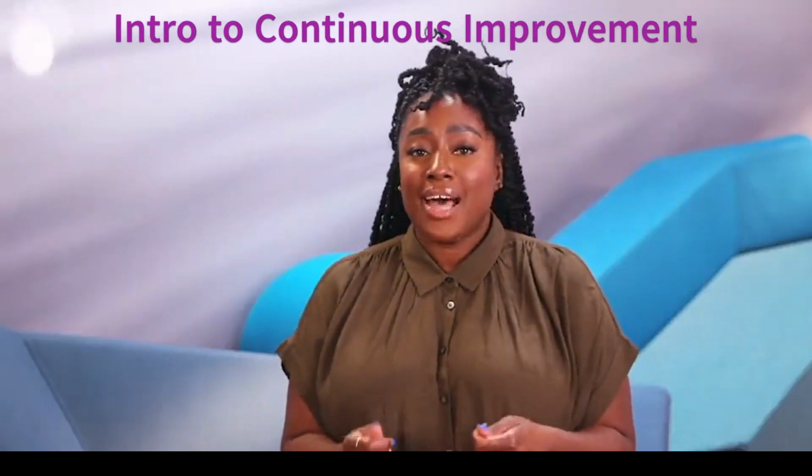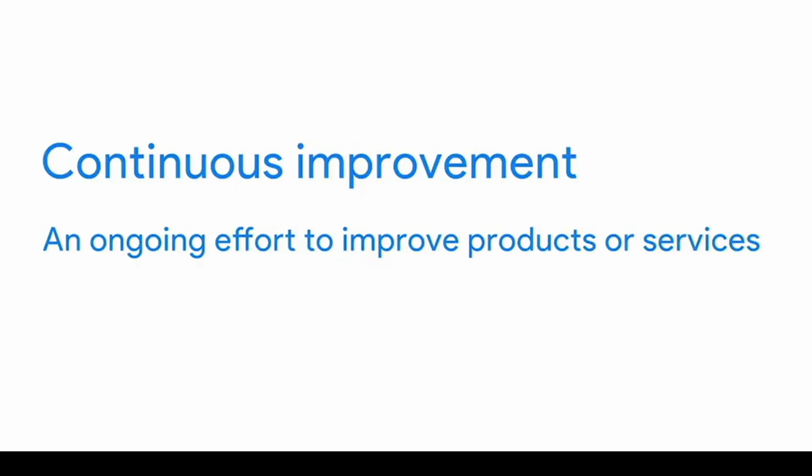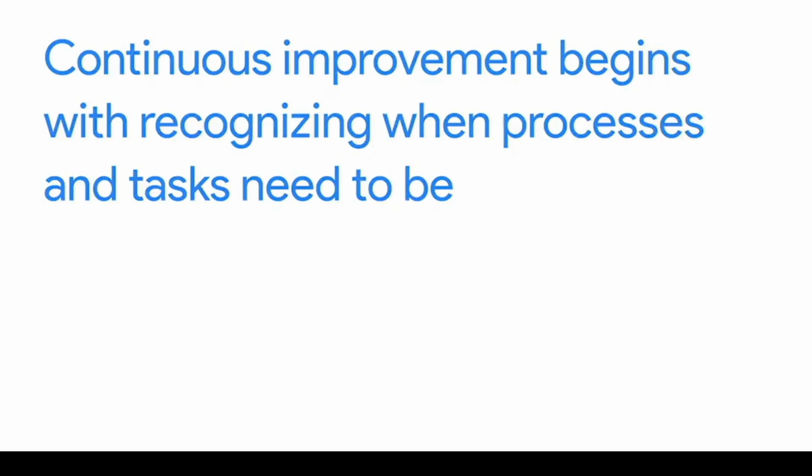In this video, we'll explore how to advocate for and create continuous improvements in a project by learning about process improvements. Continuous improvement is an ongoing effort to improve products or services. It helps ensure that a project steadily makes its way toward the best possible outcome. Continuous improvement begins with recognizing when processes and tasks need to be created, eliminated, or improved.